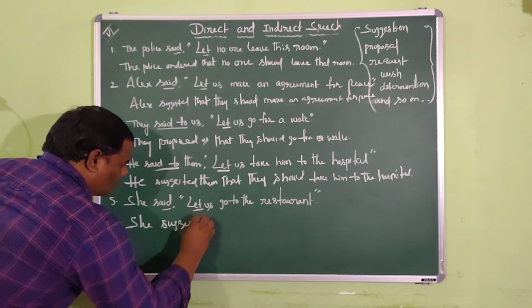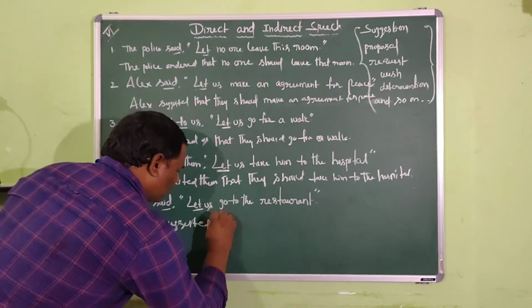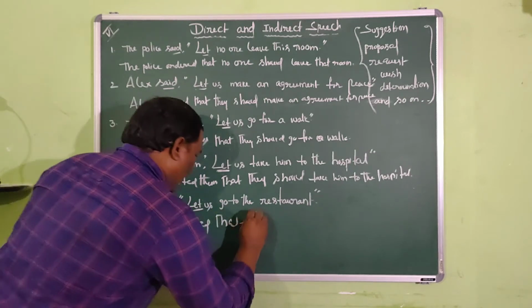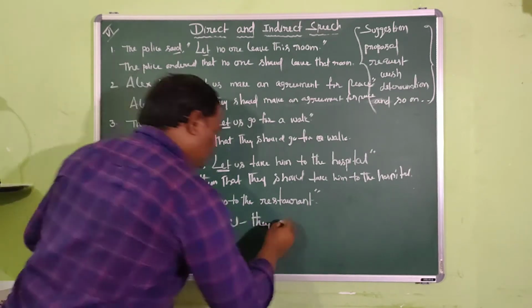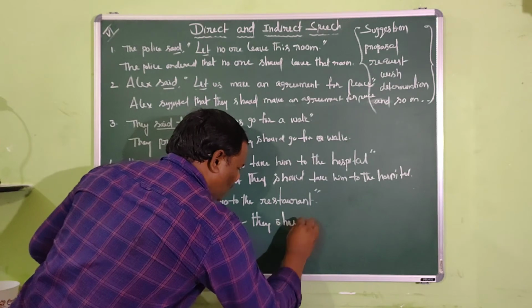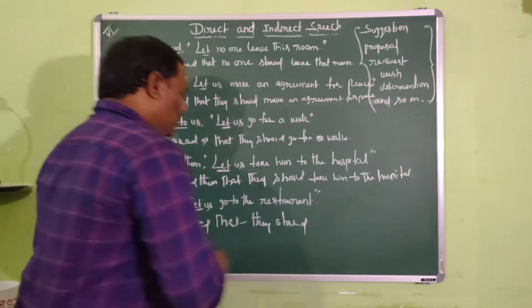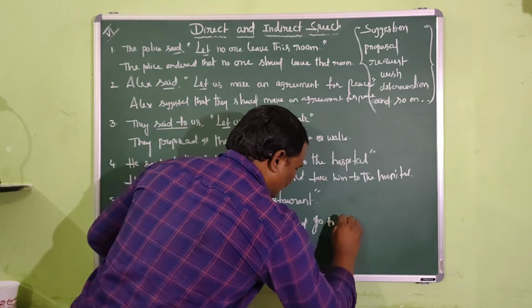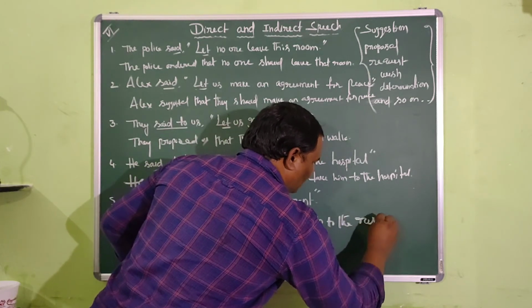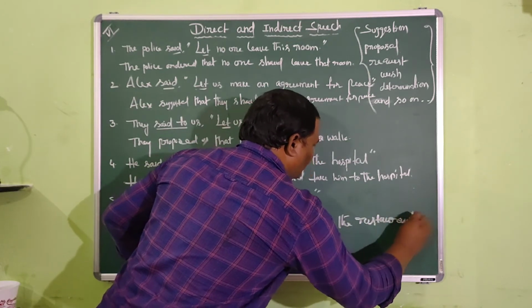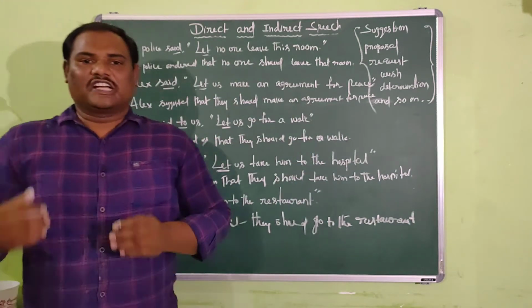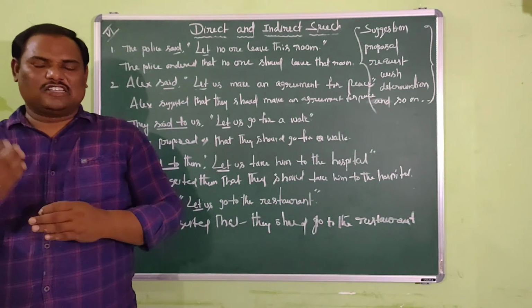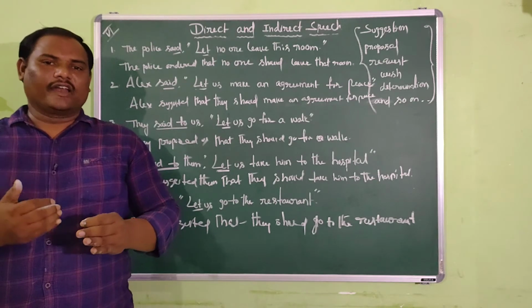She suggested that, so she, us, then third person, they. Then the modal auxiliary should: that they should go to the restaurant. It becomes the answer for the fifth question, my dears. This is all about the conversion of the word let from direct to indirect speech.